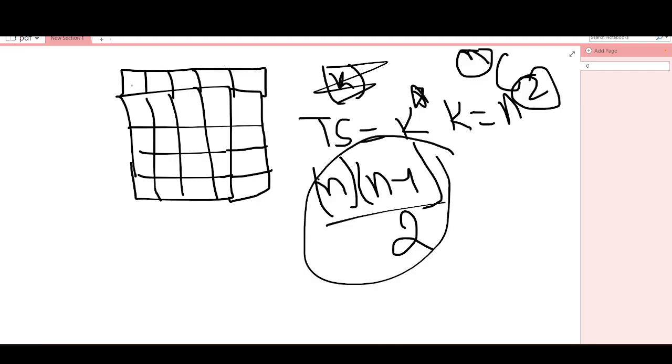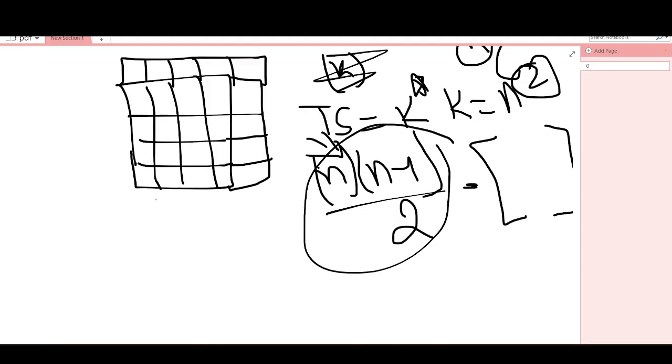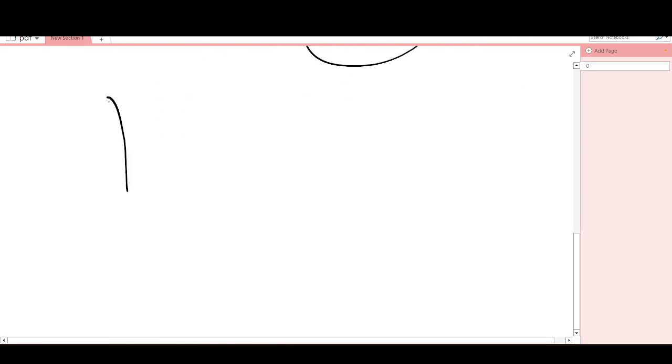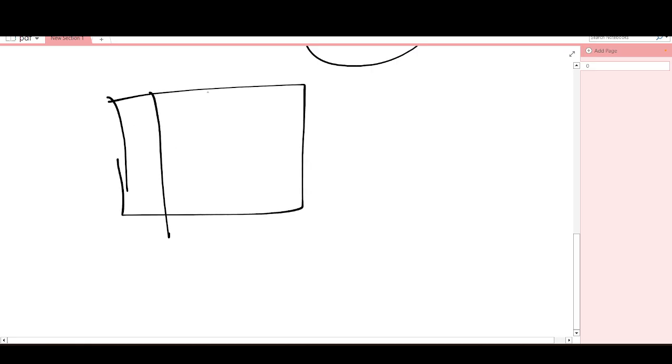So irrespective of their positions, whether they attack each other or not, I have this many ways to place the knights. Now I will subtract the positions where the knights attack each other to reach my final answer. To find the total number of positions where the knights attack each other, let me create an example of 4 cross 4 again, this time.